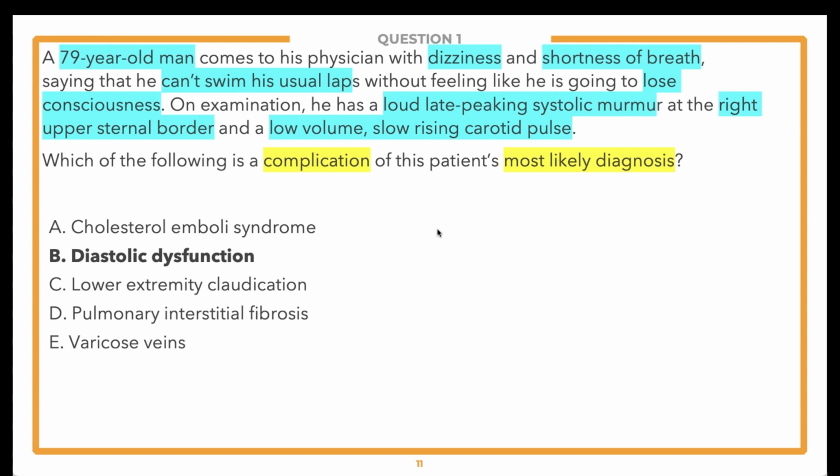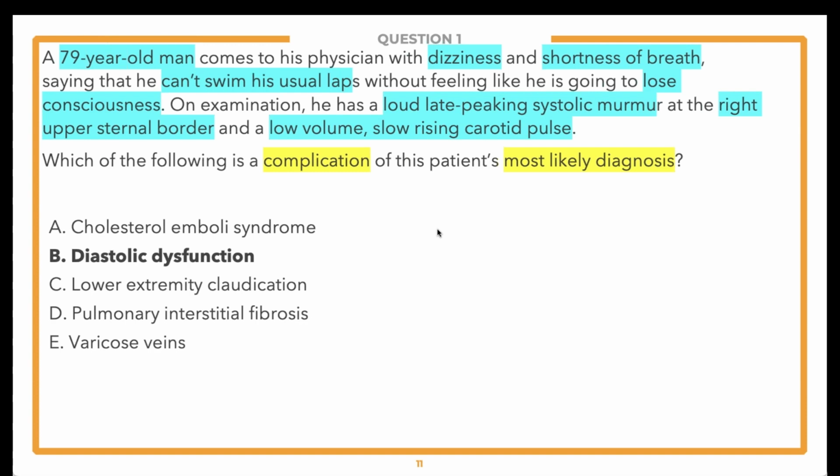Varicose veins, you're going to see that that's normally age-related, and that'll happen when you have venous valve incompetence, which is not what we're seeing here. Pulmonary interstitial fibrosis, we'll see that as a result of infections, toxins, even sometimes different kinds of medications, right? Or autoimmune lung disease. But that's, again, not what we're seeing here.